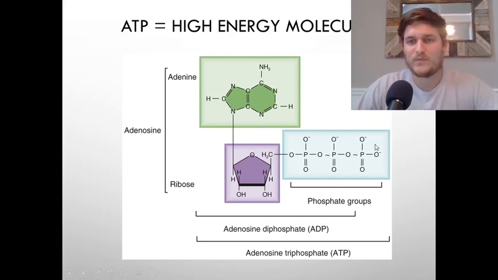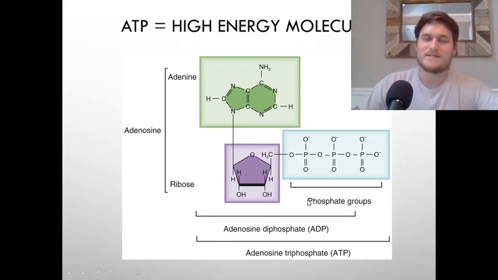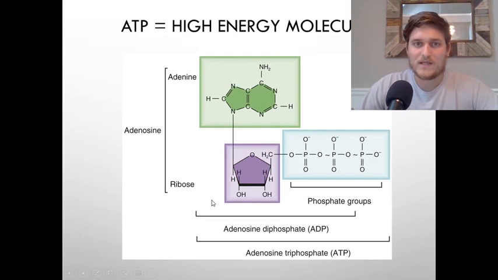And so when we cleave one of these phosphate groups off, that's going to give us adenosine diphosphate. If we cleave another one off, adenosine monophosphate, AMP. And so this is how we are going to transfer energy within our cells.